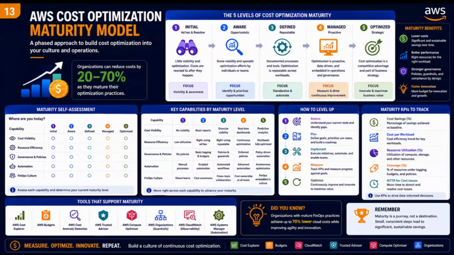So remember before leaving this section, maturity is a journey, not a destination. A small consistent step leads to significant sustainable savings. So these are the cost optimization maturity. The tools that help are AWS Cost Explorer, AWS Budgets, AWS Cost Anomaly Detection, AWS Trusted Advisor, Compute Optimizer, AWS Organizations, AWS CloudWatch, and AWS Systems Manager. So these are the things overall, and we will go to the next step.